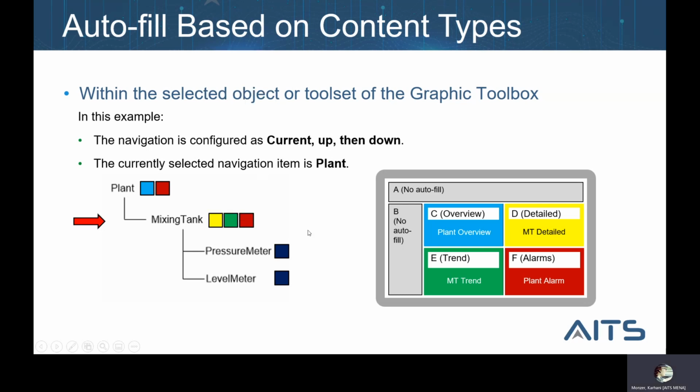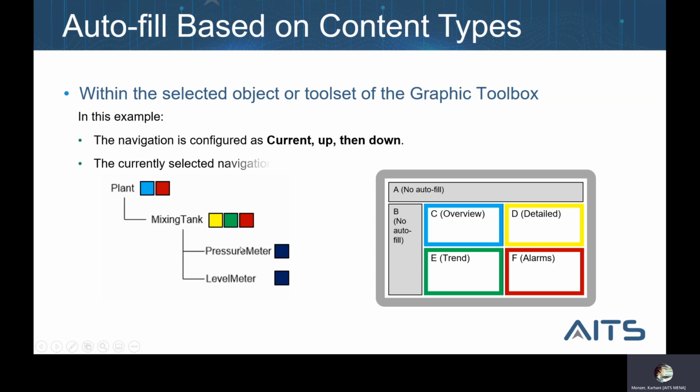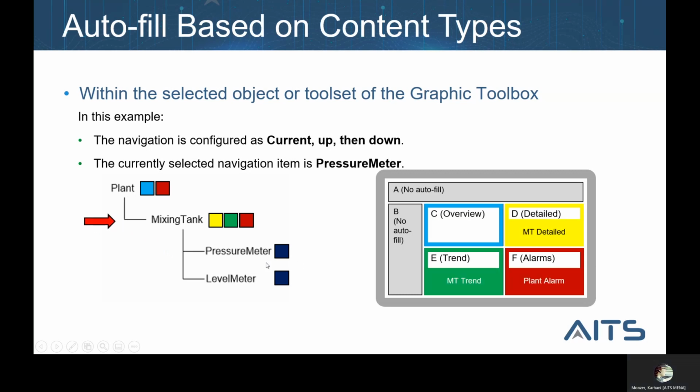To make it more clear, last scenario. This time I'm clicking on pressure meter. Because I'm clicking on pressure meter, yes, I do have a symbol, but this symbol has a content type different from all the pans. So this symbol will not be in any of these pans. This is why I will start to search upper, then upper.